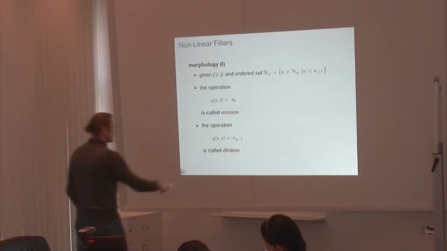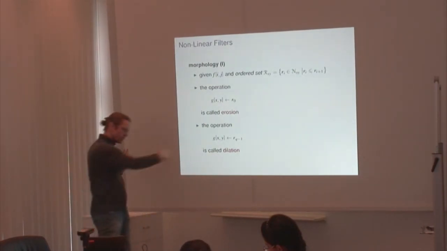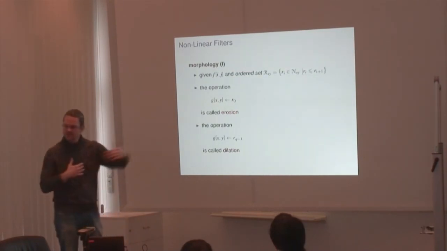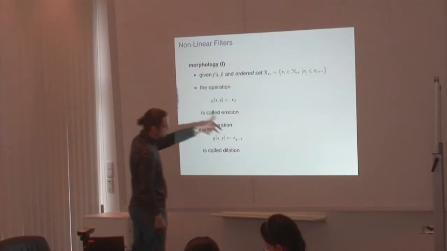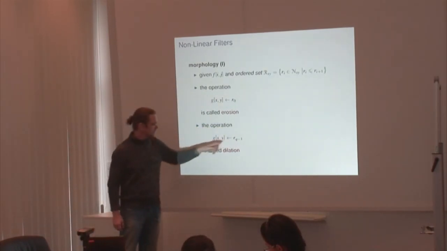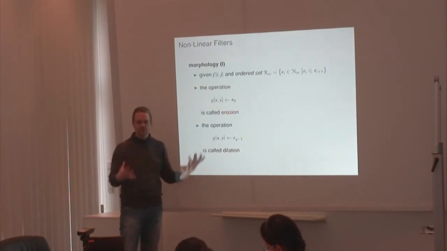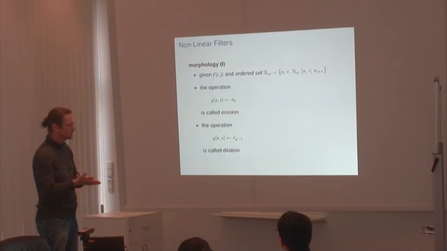Now, if we go for the largest value, that is, we have ordered the intensity values in the local neighborhood, and now we are interested in the largest value and use that one as the value in the new image we are computing right now, then this operation is called dilation.